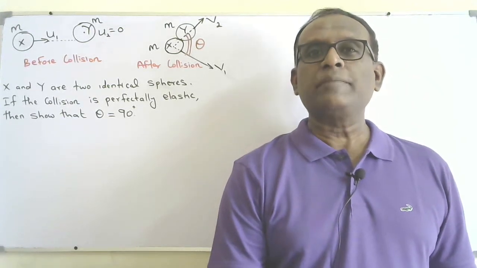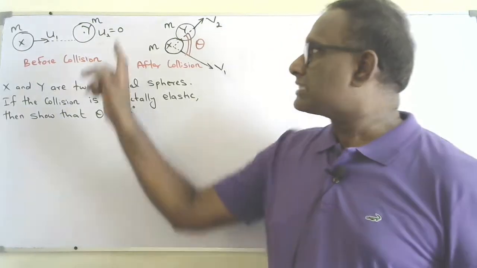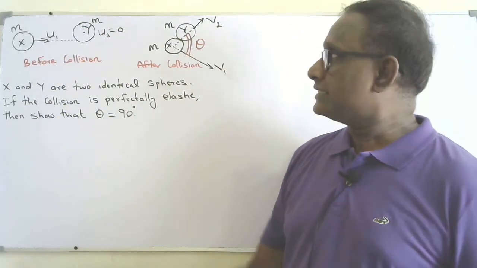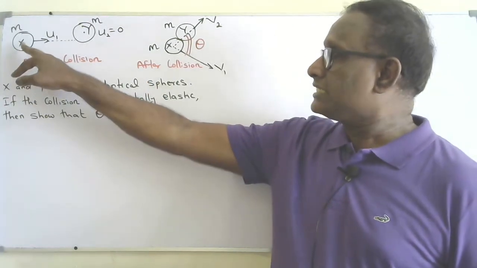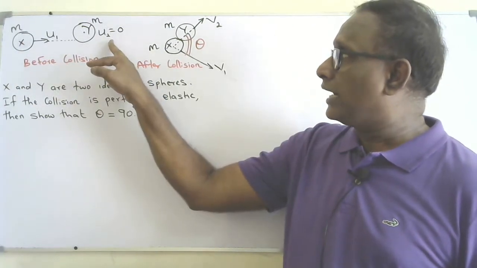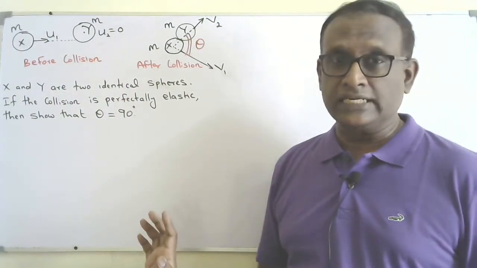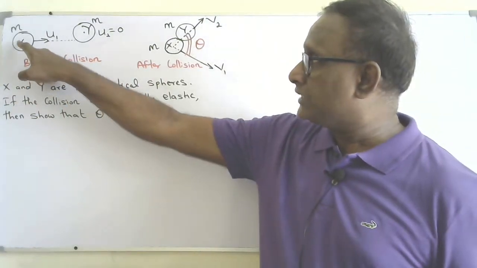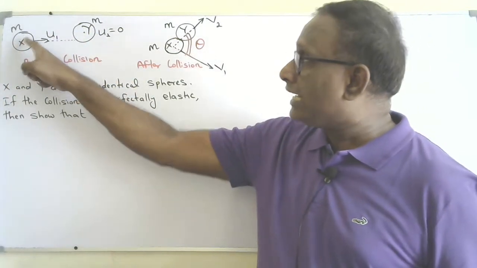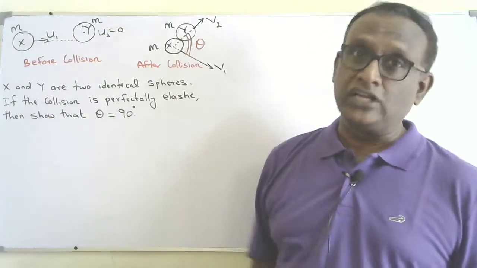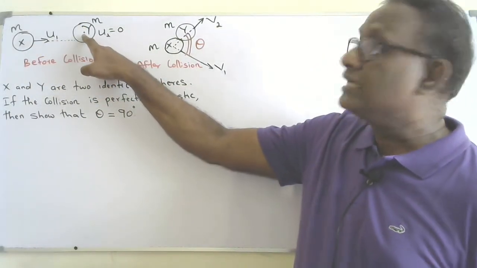Hi, in this video I'm discussing a question related to momentum. X and Y are two identical spheres and the sphere Y is at rest. Sphere X is moving towards sphere Y at a velocity u1, but the collision is not a head-on collision. That means the center of X and the center of Y are not along the line that is connecting the direction of velocity. You can see the velocity is slightly below the center of the sphere Y.